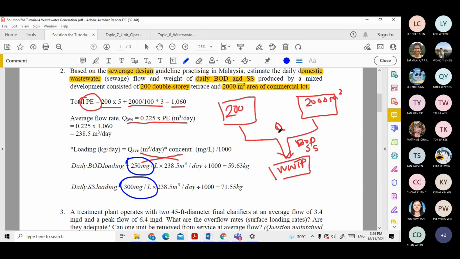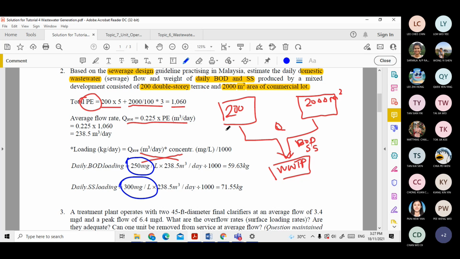So if more wastewater is produced, then the BOD or SS loading is higher. The concentration is fixed, but the Q here is not fixed. The Q depends on this PE. So once the PE changes, if you have different development, then the Q also changes, and this will affect the BOD and the SS loading.